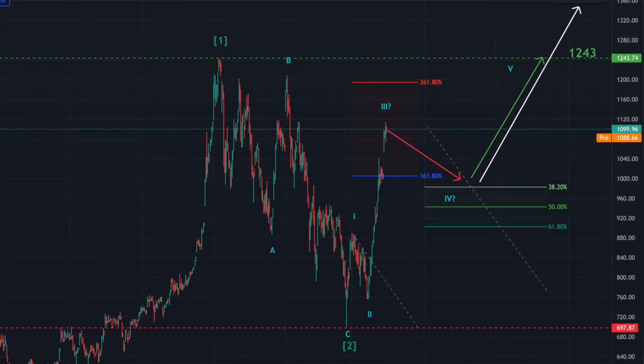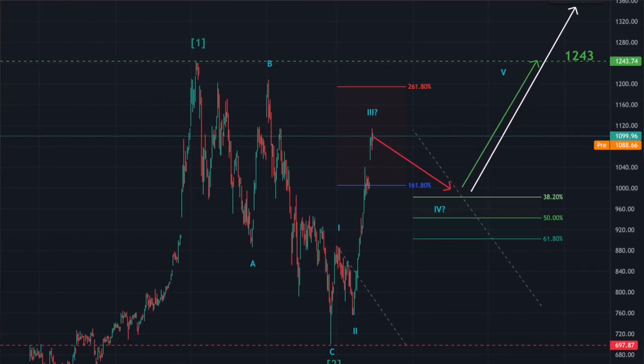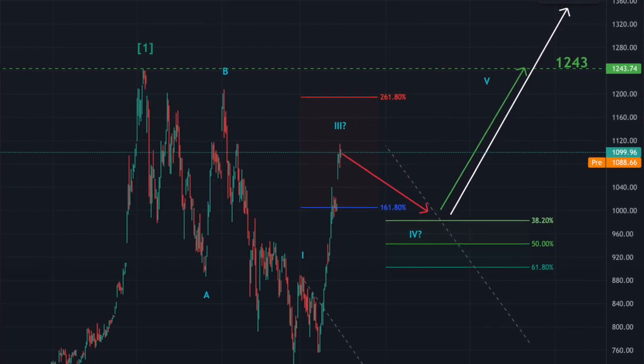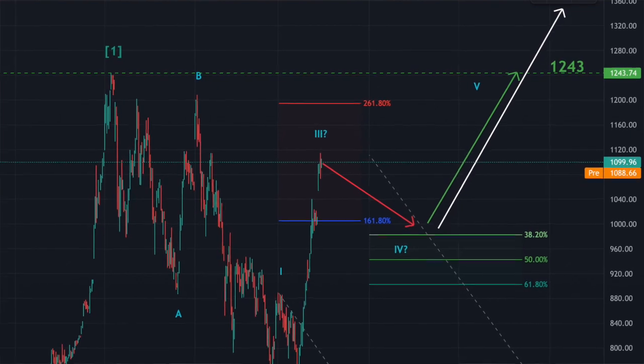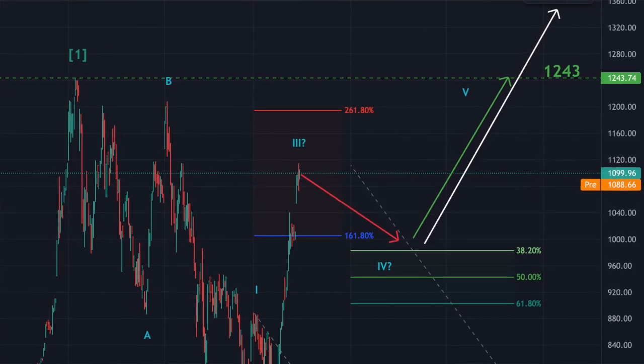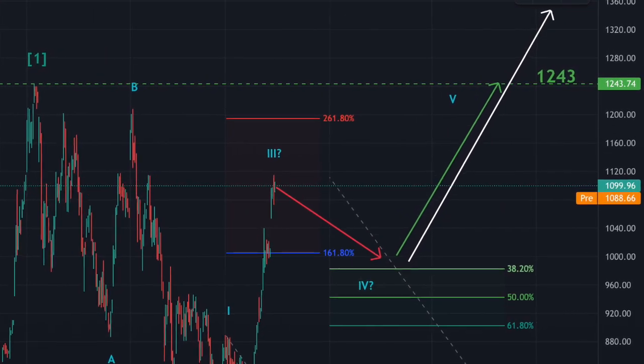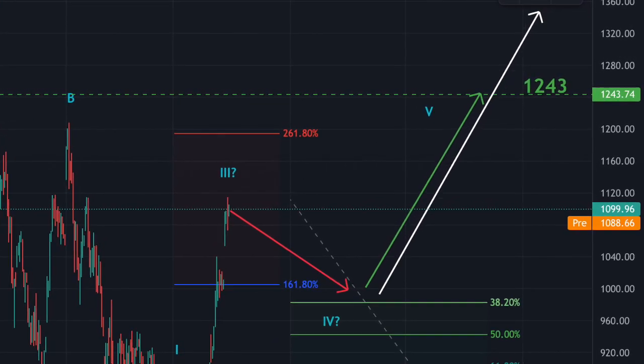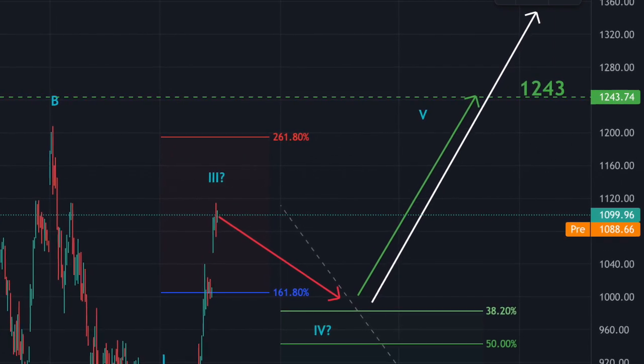So I expect wave 5 to be at least $1,200 per share, if not even 1,243. And based on the Elliott waves, I see in the long term even prices going up to $1,600 per share. But this will take some time. At first, I see the prices going up to 1,243, like I already said. And I hoped I could help you using the Elliott waves to predict and forecast some stock prices and share prices.